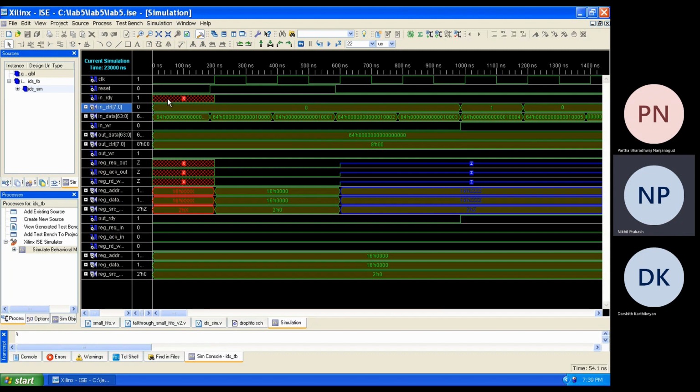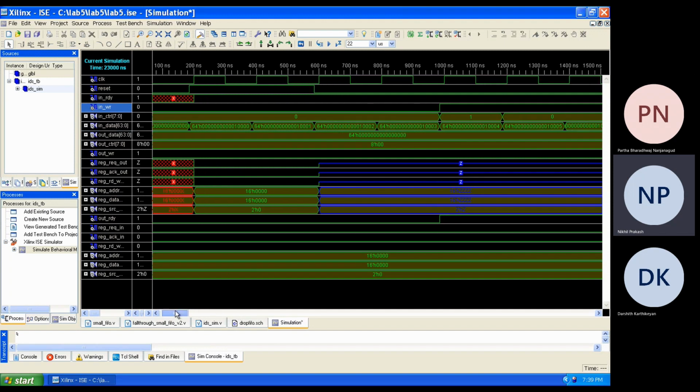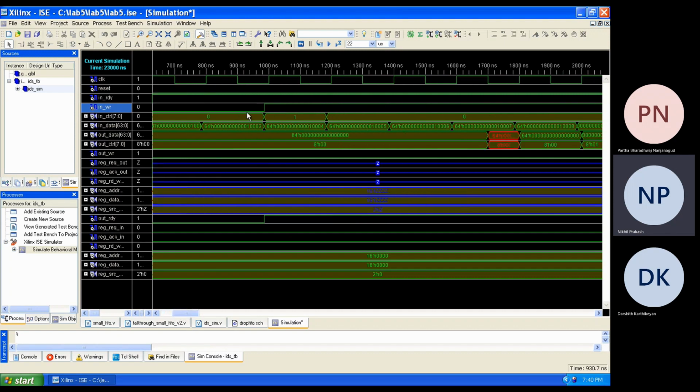So in_ready is saying that input is ready. All right. And then this should be here. In_write is saying that you have to start writing the data to the FIFO, right? So we see that in_write is still low here. And then in_write, at around 1000 nanoseconds, is asserted.